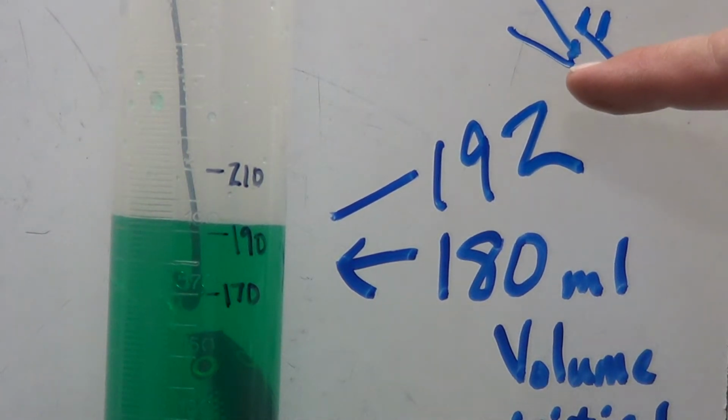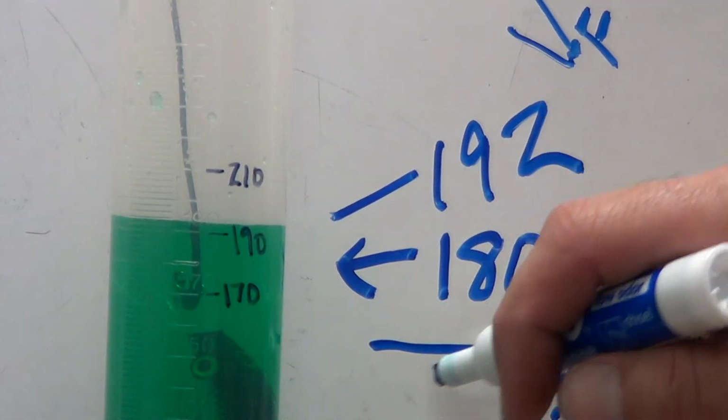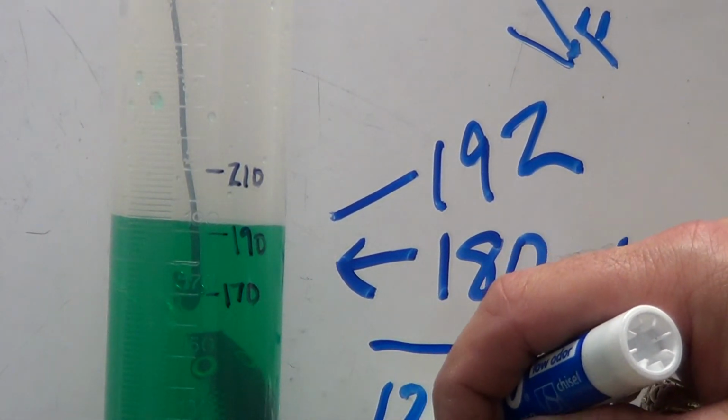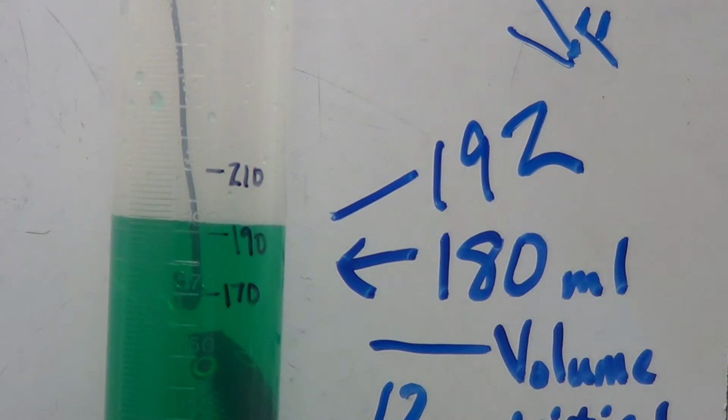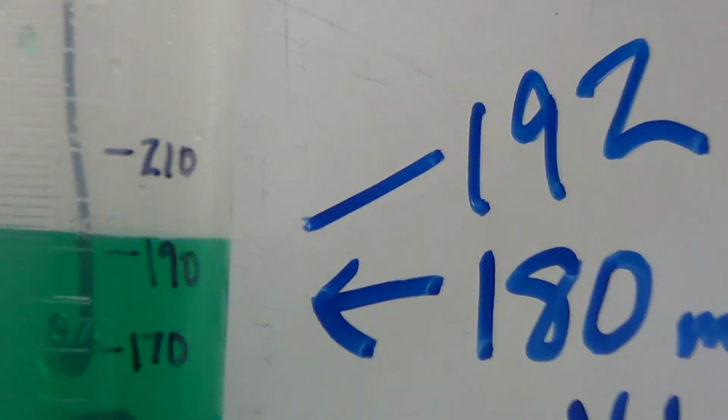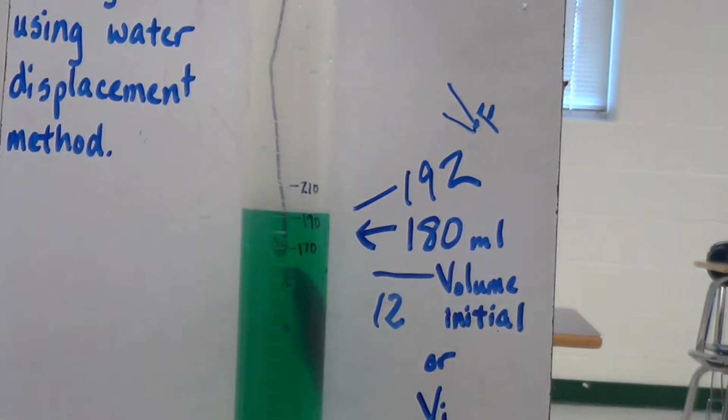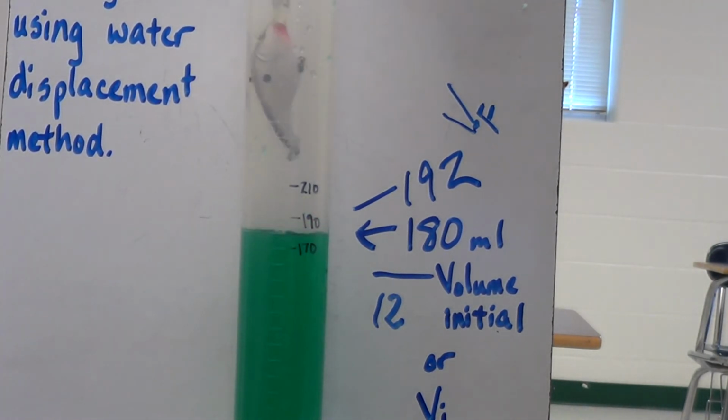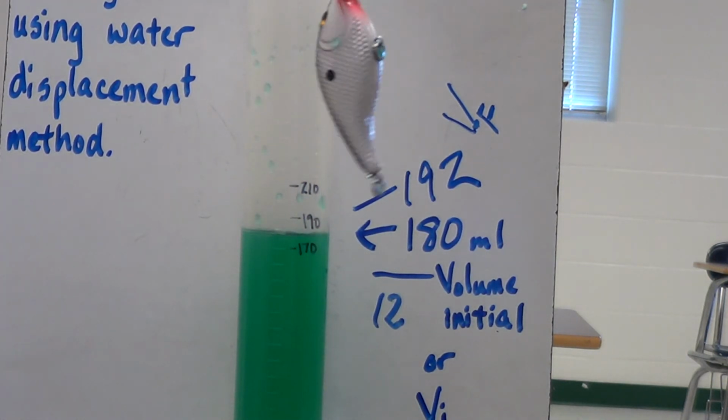So now what we're going to do is subtract 192 minus 180, and that's going to give us 12. So this fishing lure takes 12 milliliters of space. Okay, 12 milliliters of space. Even though it's an irregular shaped object, all we've got to do is use that water displacement method, and we can figure out how much space our fishing lure takes up.